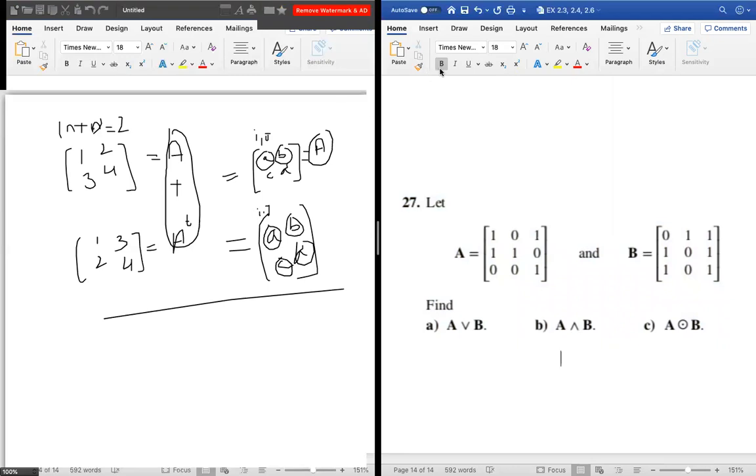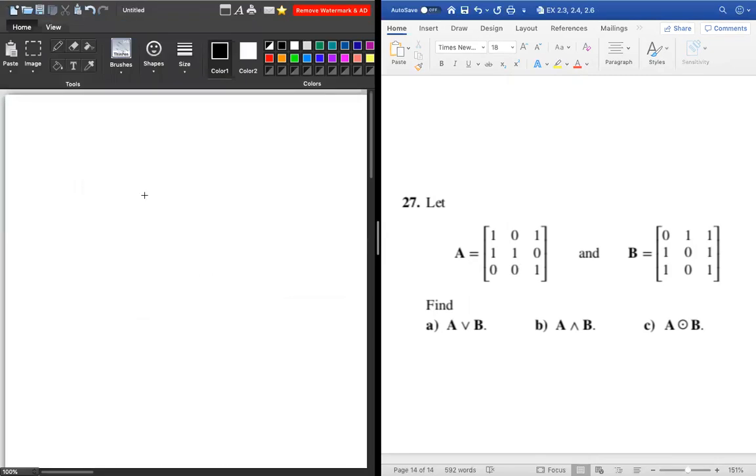Okay. So we have these two matrices over here, A and B, and we are supposed to find A or B. The sign over here is the sign for A or B, so we can also call it the union, A union B. We have this matrix here: A is 1 1 0, then 0 1 0, then 1 0 1.